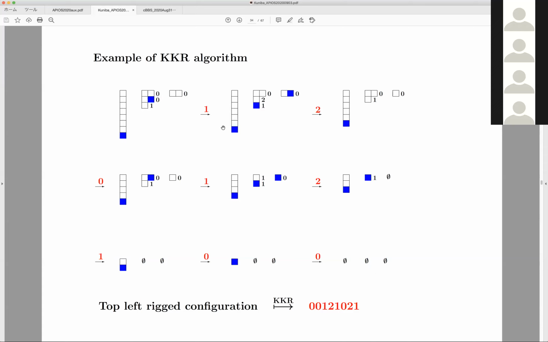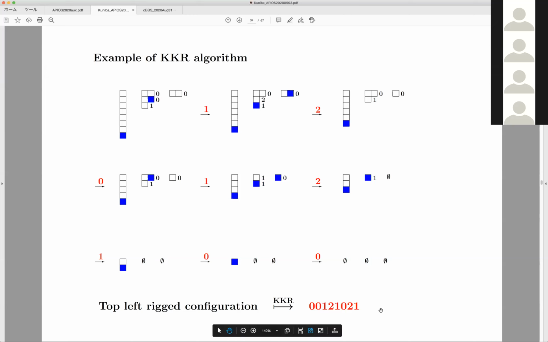Every time you remove, you record the number of boxes that you have removed minus 1. So removed 2 boxes minus 1 is 1, removed 3 boxes minus 1 is 2, and so on. Then reading these red letters backwards, you get the image. So this is a recursive and very messy combinatorial procedure, and it's very easy to make a mistake. But it's a perfectly mathematically well-defined algorithm.